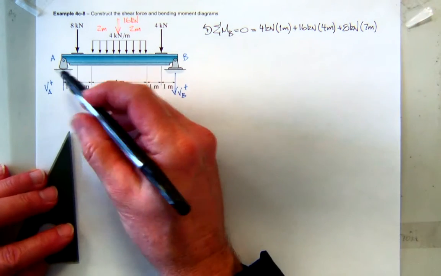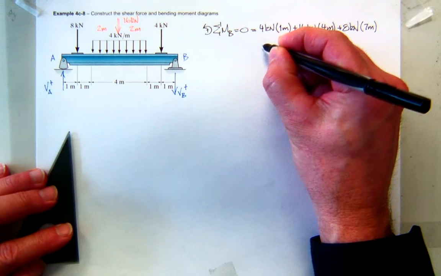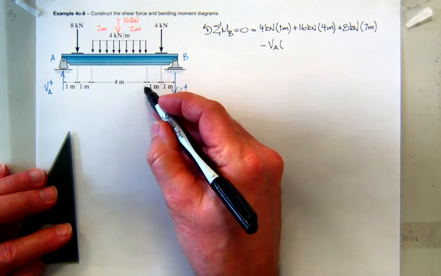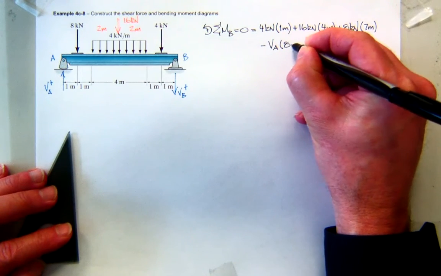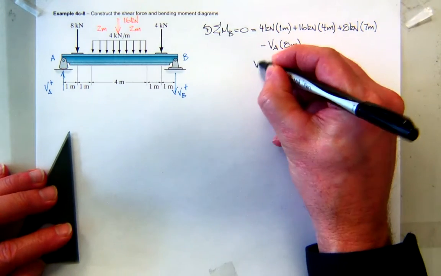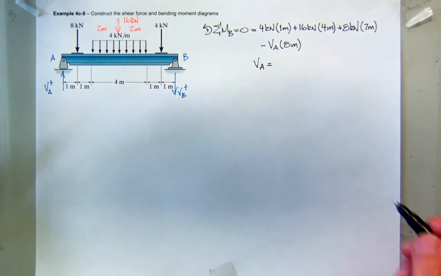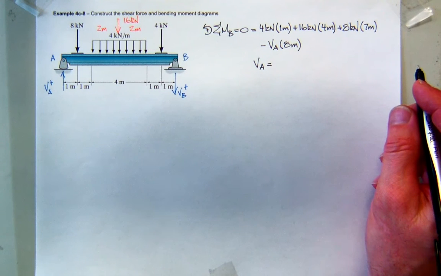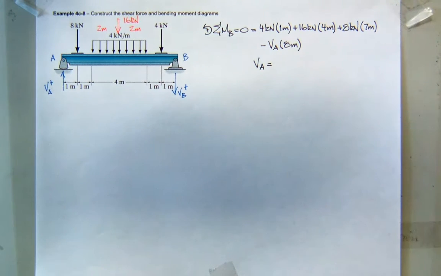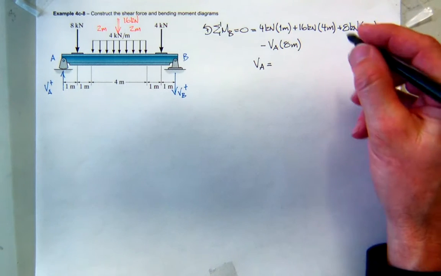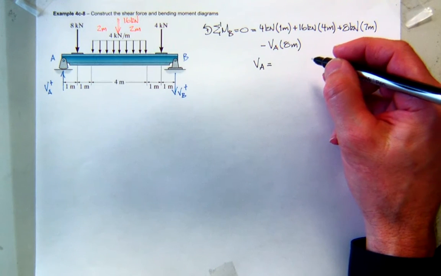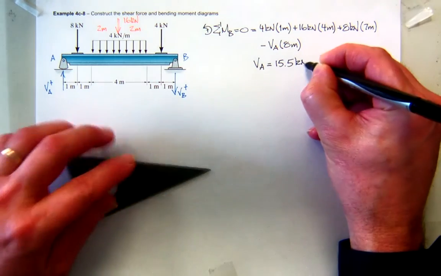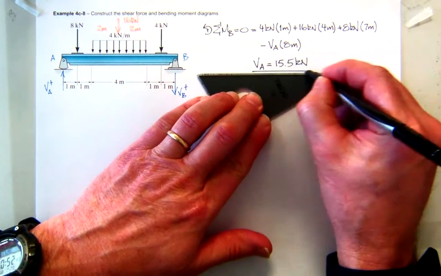And all the way down here on the end is my shear, and that's going to create negative moment about A with a moment arm of 2 plus 4 plus 2, 8 meters. So solve for the shear at A. 15.5 kilonewtons. That seems reasonable. Anybody else get that? 15.5? Okay, cool. So 15.5 kilonewtons, and it should be positive. So we have positive shear at A.